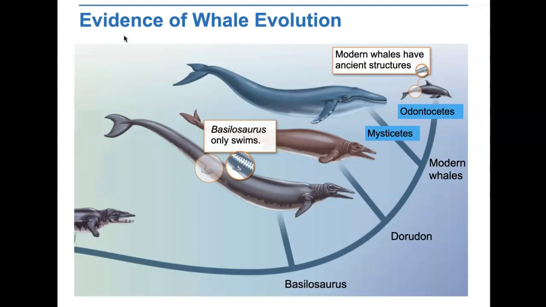Modern whales have reduced pelvic bones and, in some cases, upper and lower limb bones. However, these structures no longer play a role in locomotion.